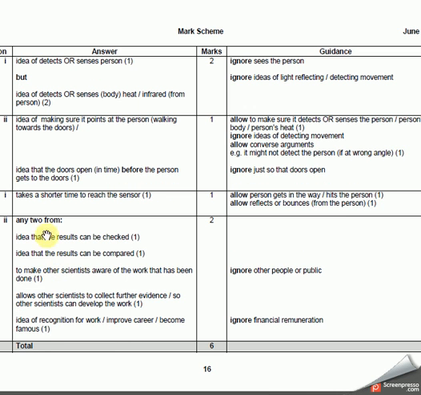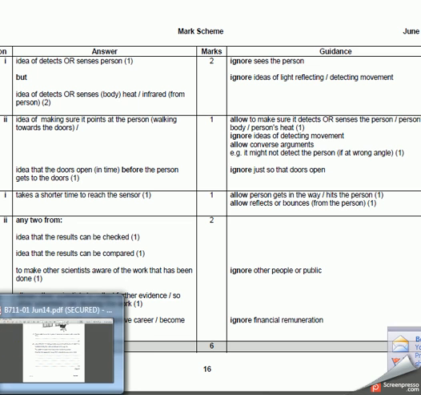Yeah. So let's have a look at what it says. Idea that results can be checked. Yes, so someone else can check them. Idea that they can be compared, like we just said, secondary data. To make sure that other scientists are aware the work has been done. We didn't say that. Allow scientists to collect further evidence so they can develop the work. Yeah, because building on the work. Idea of recognition. That's not my favourite one. So my favourite one: it can be compared and other scientists can build on the work. Okay.